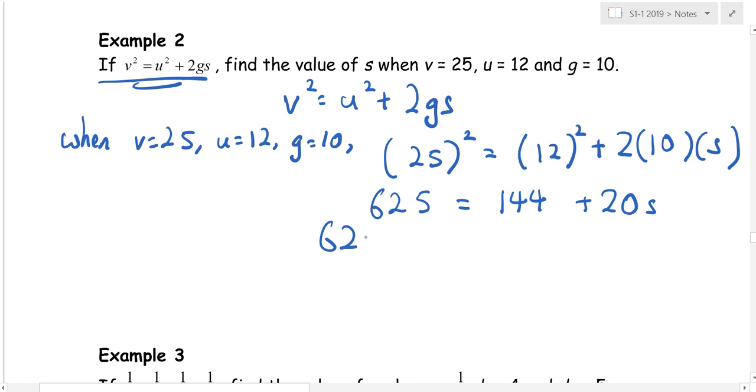Some of you are getting uncomfortable. Teacher, my S is on the right hand side. Is it okay? Okay, no problem. Understand? Take out calculator now, press. What is 625 minus 144?